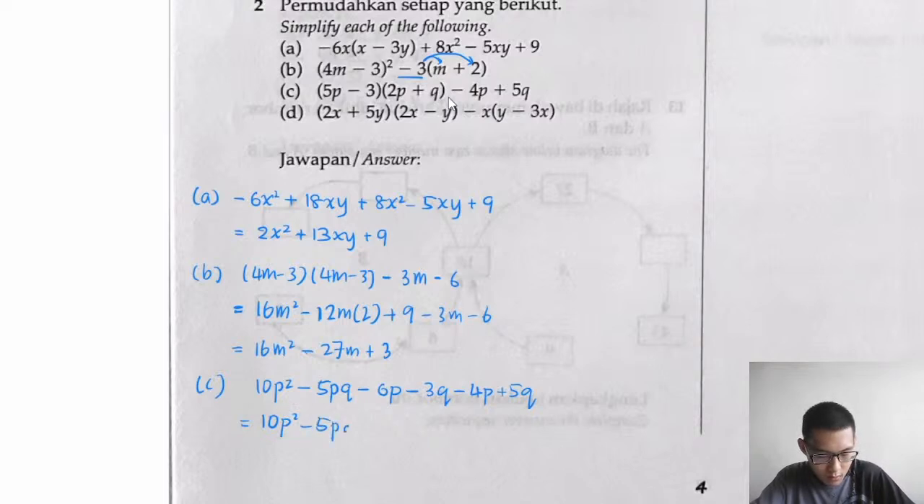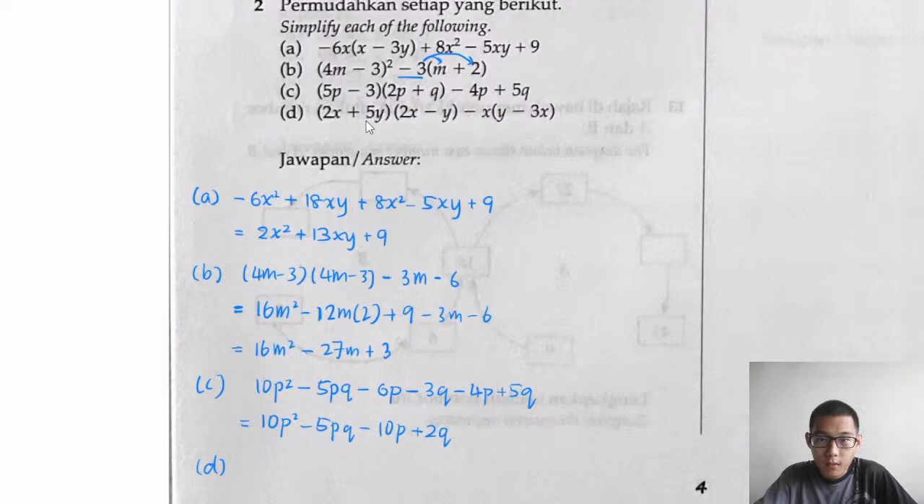No, we have PQ. Okay, negative 6p with negative 4p, negative 10p total. Negative 3q plus 5q, we left positive 2q. So the answer is this. So D.